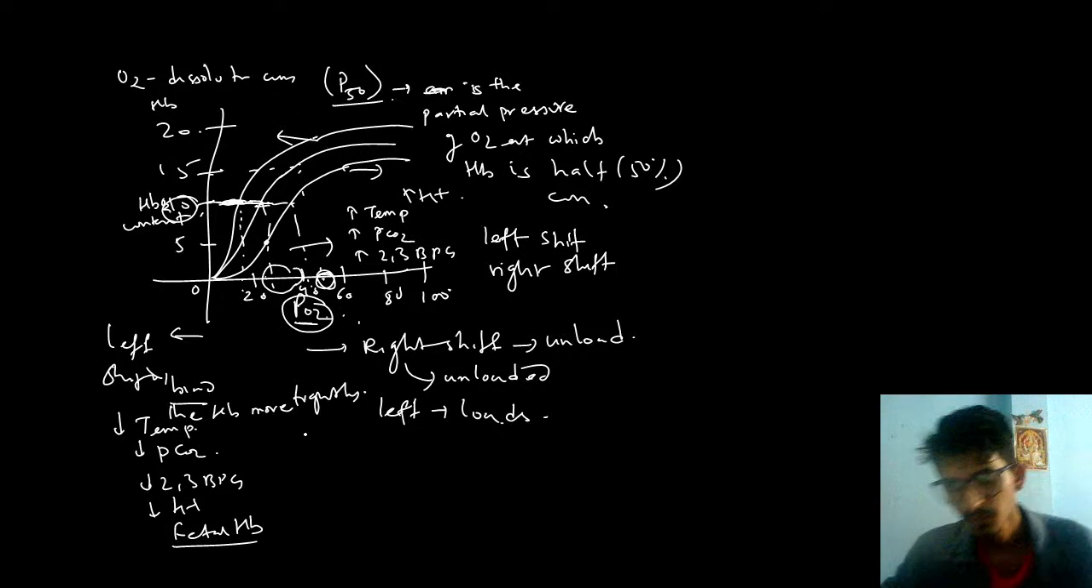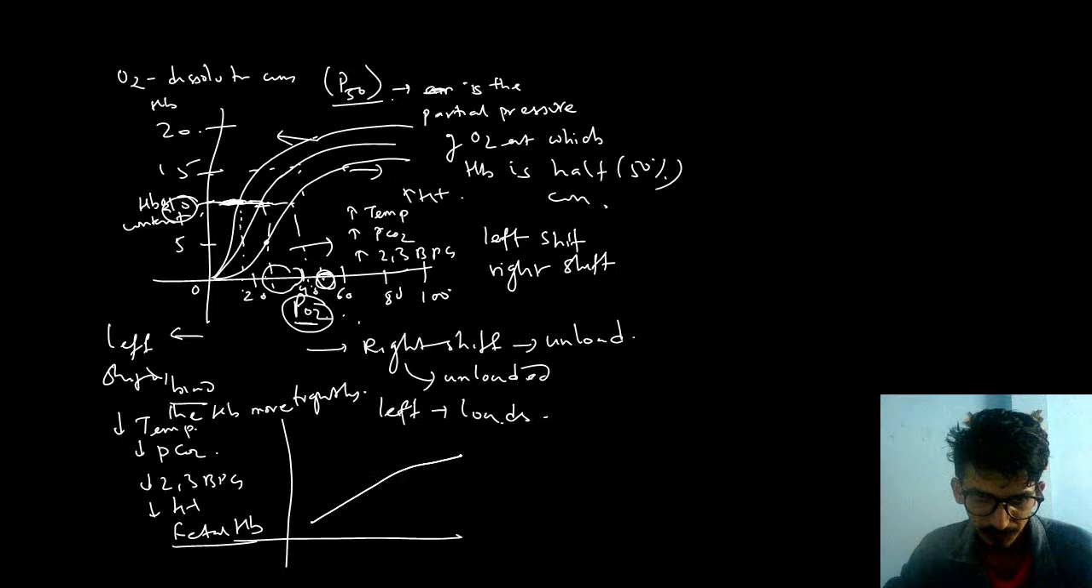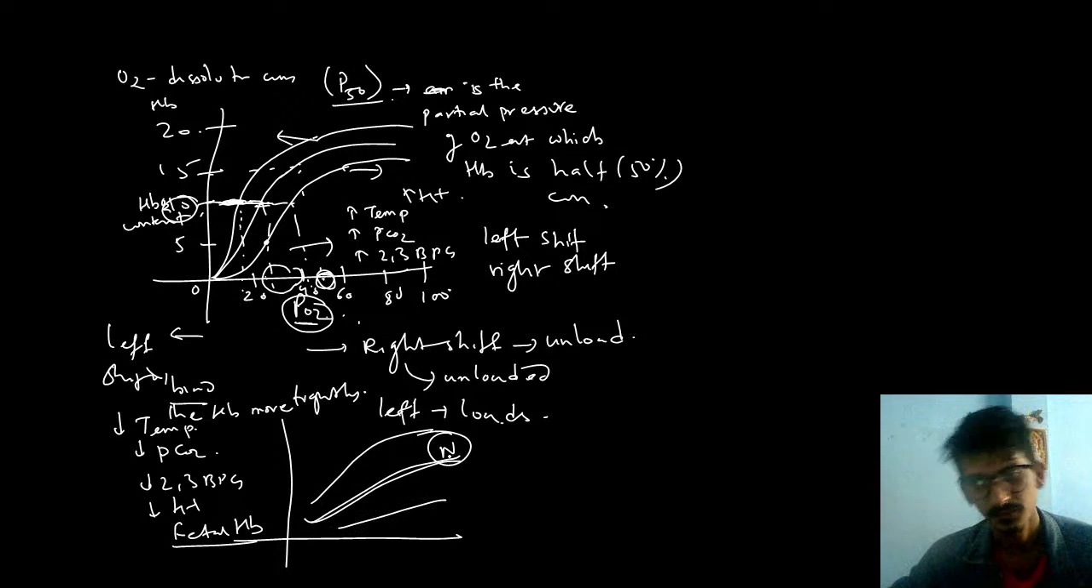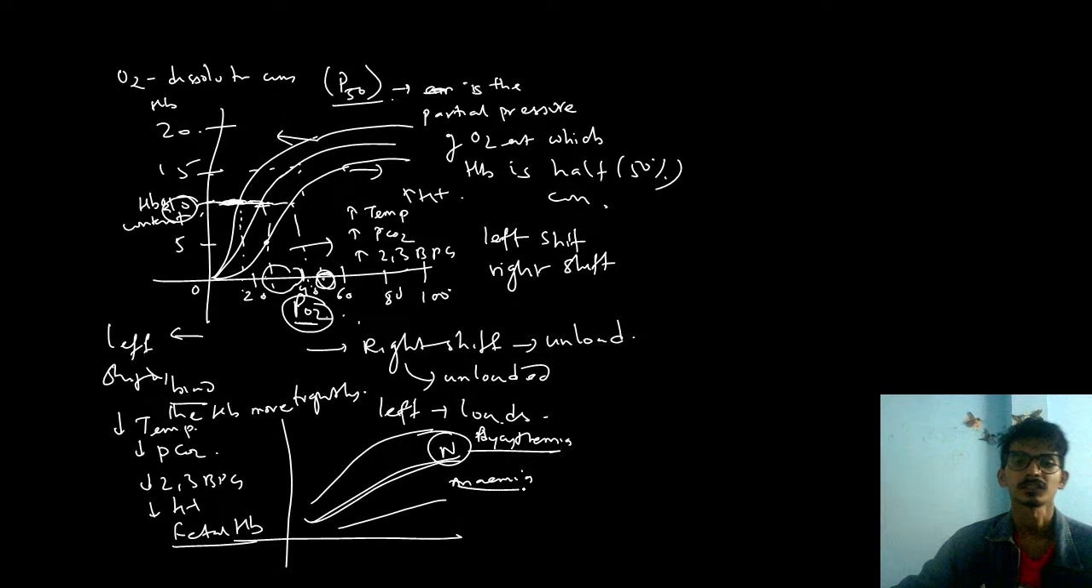We also have anemia. Suppose this is the normal hemoglobin curve. Second, we can have anemia or polycythemia, that is, the oxygen content can decrease or increase. These are the two things that can happen in the hemoglobin curve.